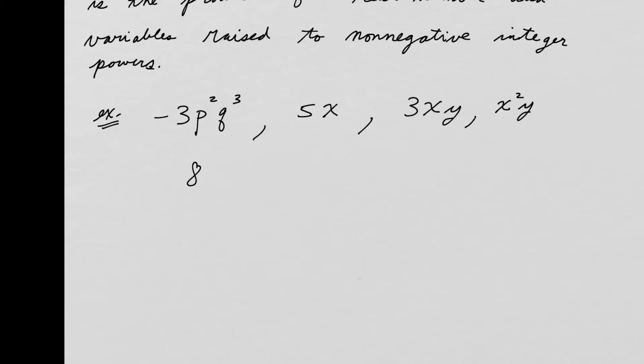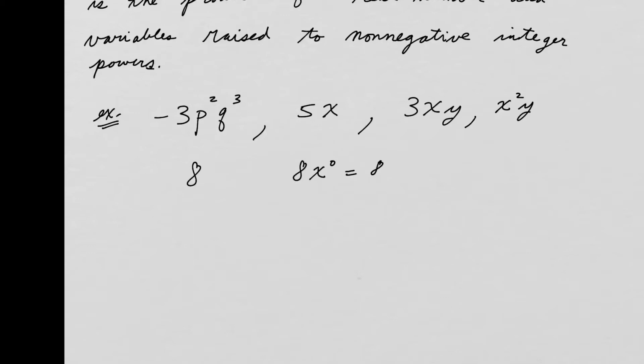You could think of this as, if you wanted to, you could write 8 as 8x to the 0, right? So then the exponent would be 0, which is still non-negative, right? It could be 0, but we never write that. We would just leave that as 8, right? So a constant is also a monomial, right? Those are all examples of monomials.